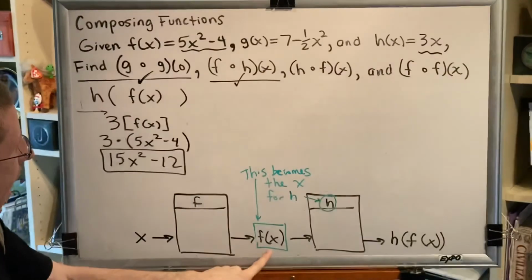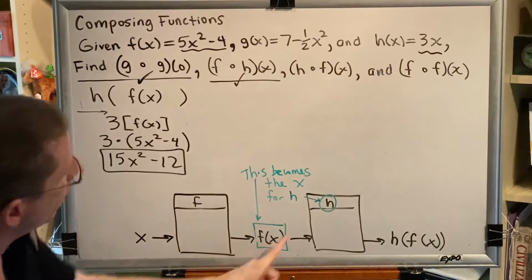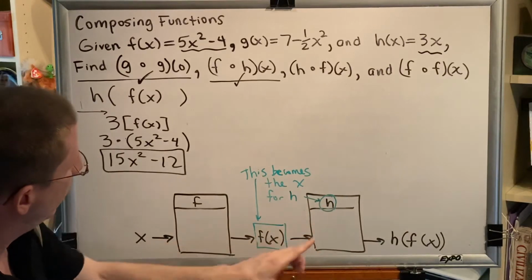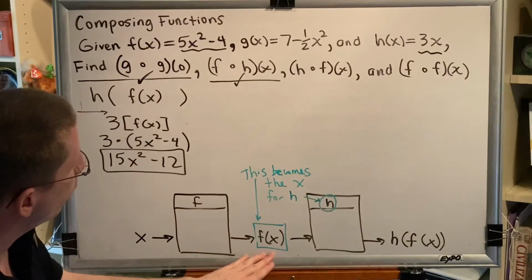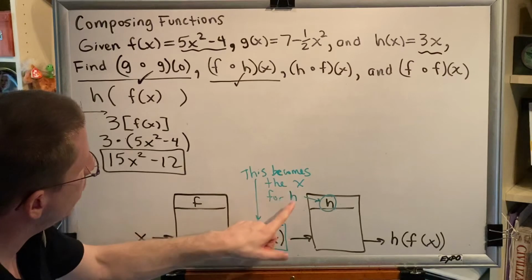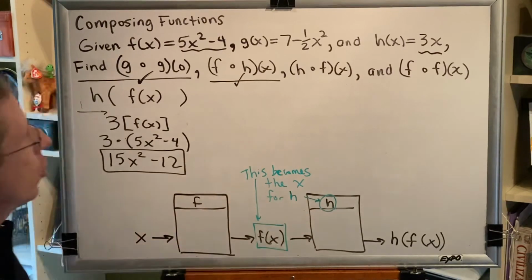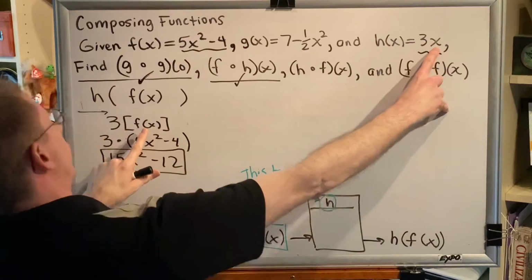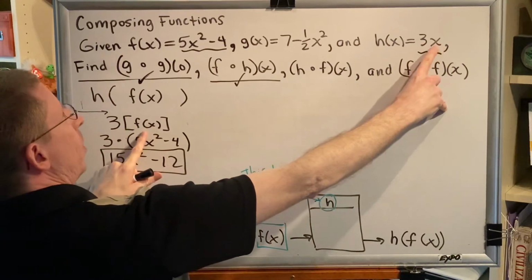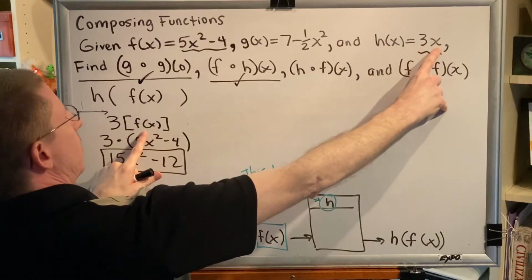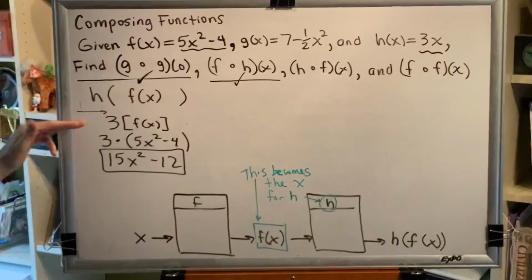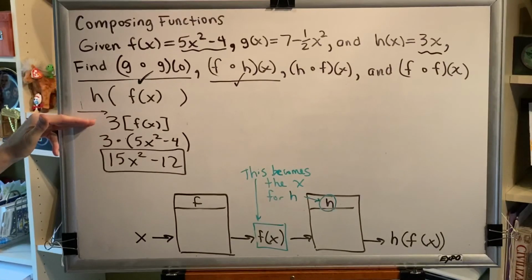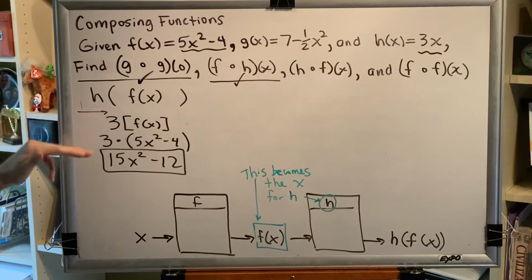So notice that the output from the first is becoming the input of the second. In other words, this f of x becomes the x for the h function. And that's why this f of x shown here is put in place of the x seen here. In other words, all we have to do to get our answer here is multiply the function f of x by 3.